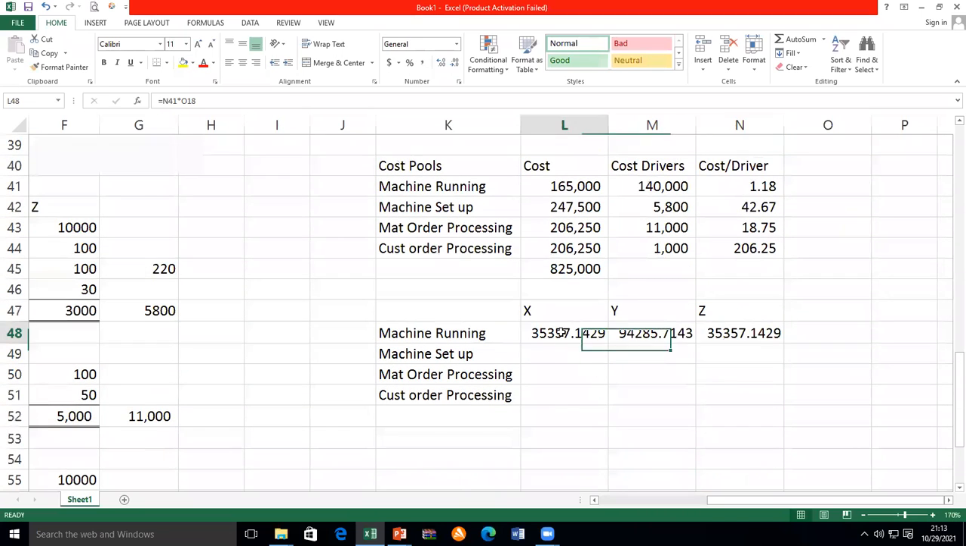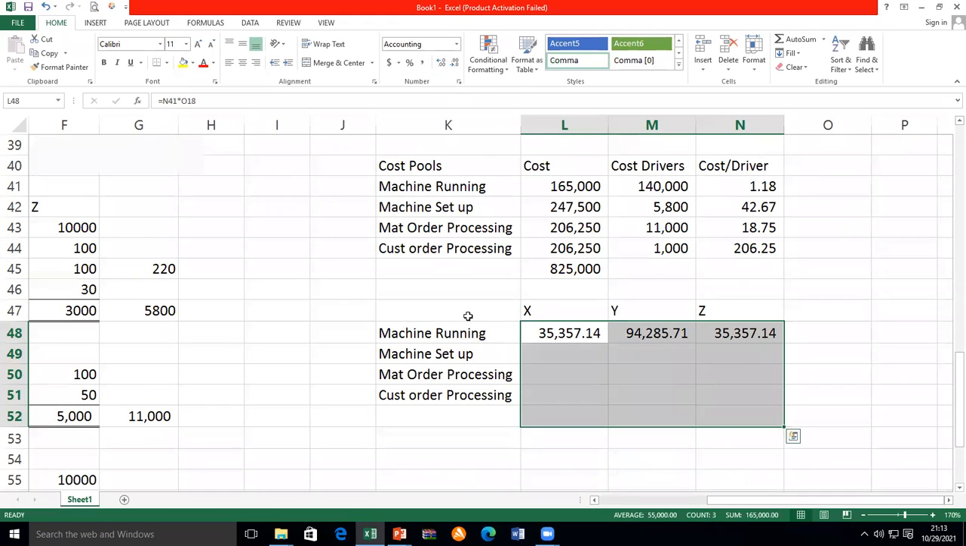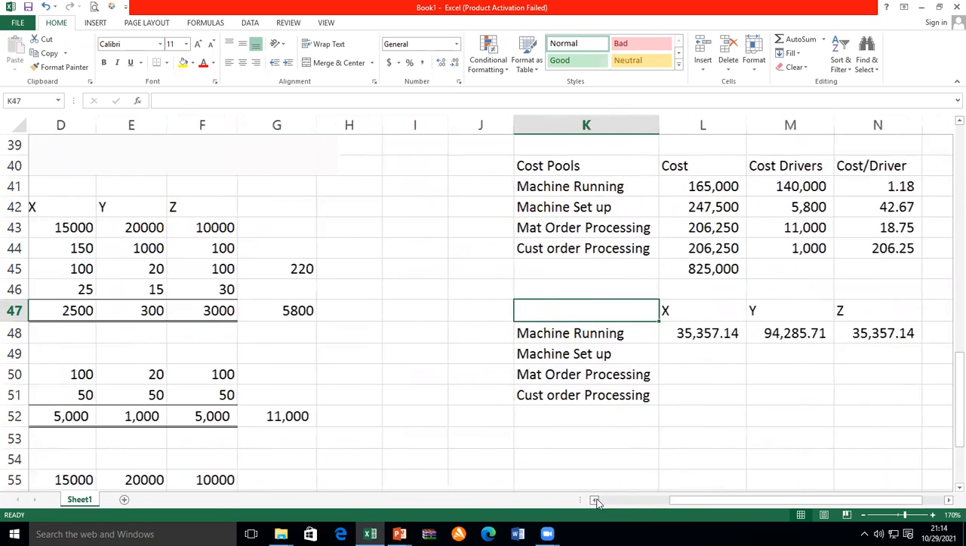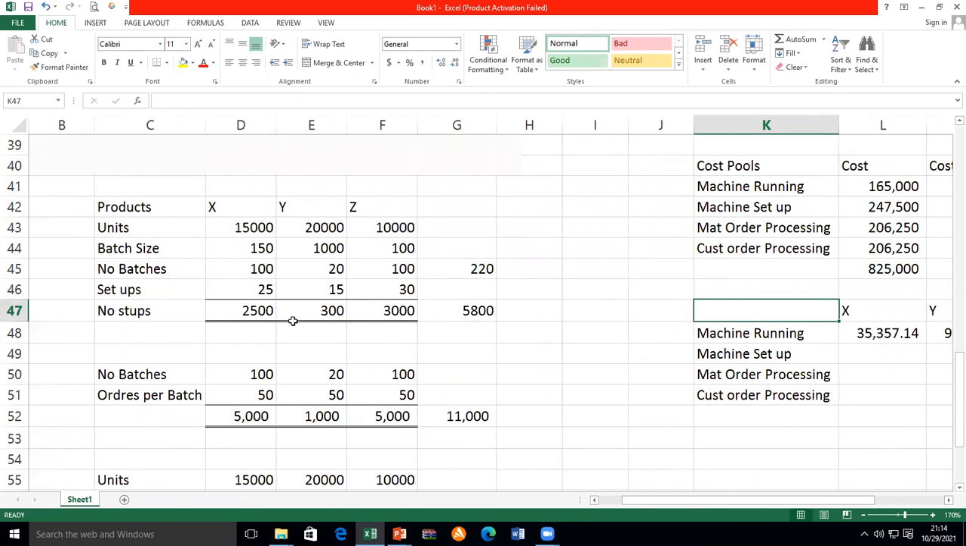So that's your first line. Your first line is over. Machine setups. You look at the machine setup. Here, where are machine setups? They are here, the number of setups. So these are the number of setups. So you multiply this by the cost.